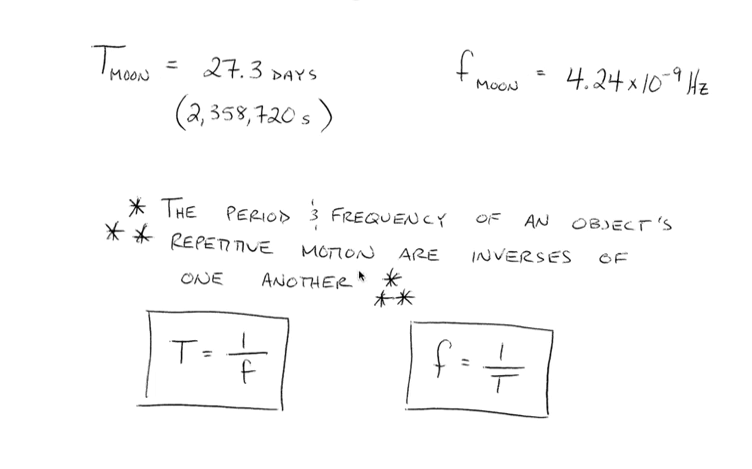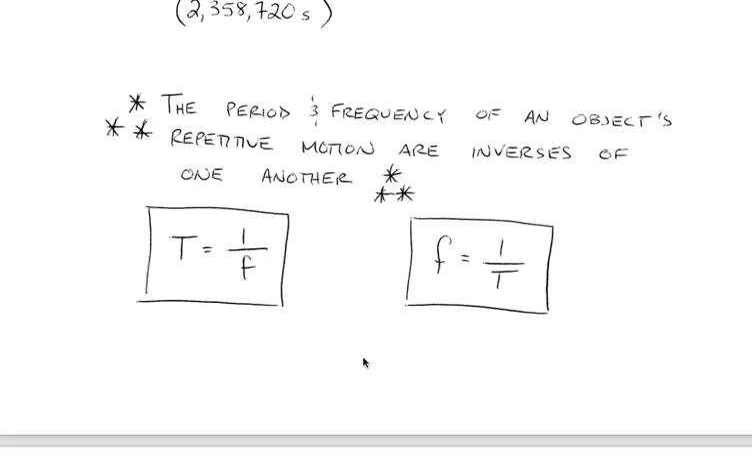So it's just the opposite. They're inverses of one another. If I know the frequency, I can find the period using this equation. If I know the period, I can find the frequency. You simply take their inverses.